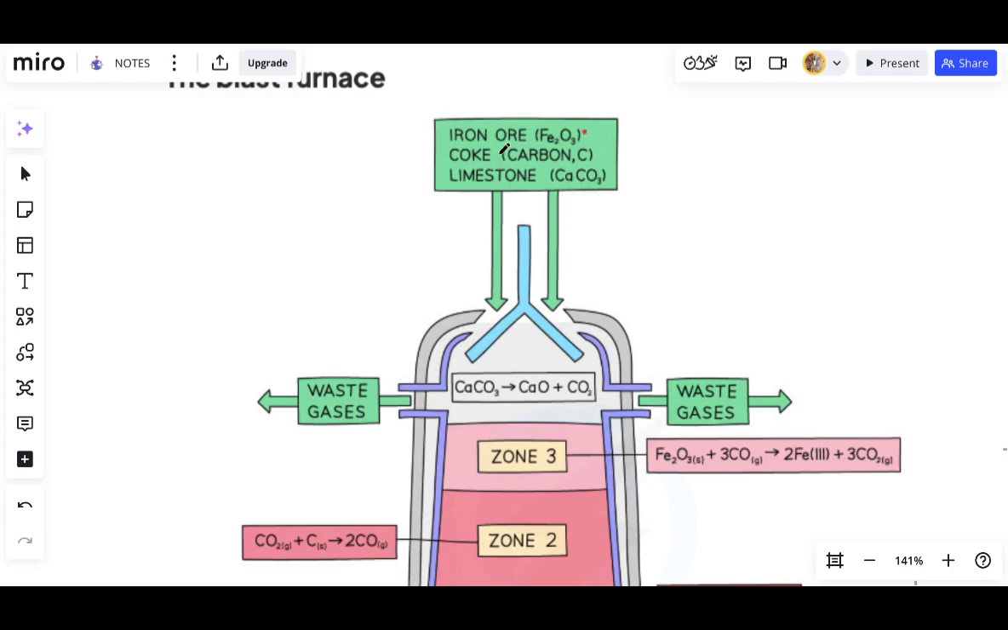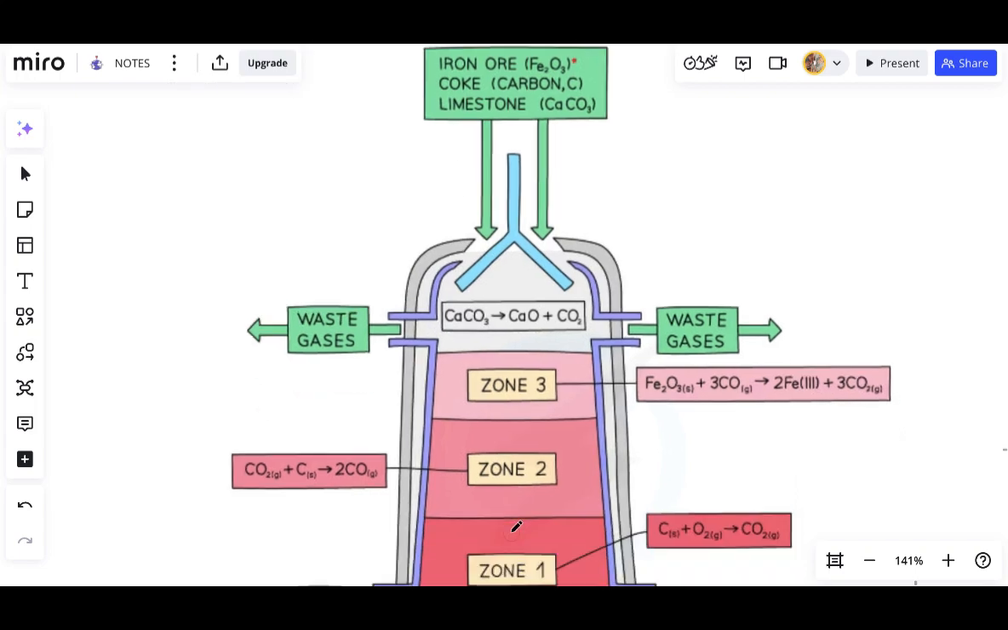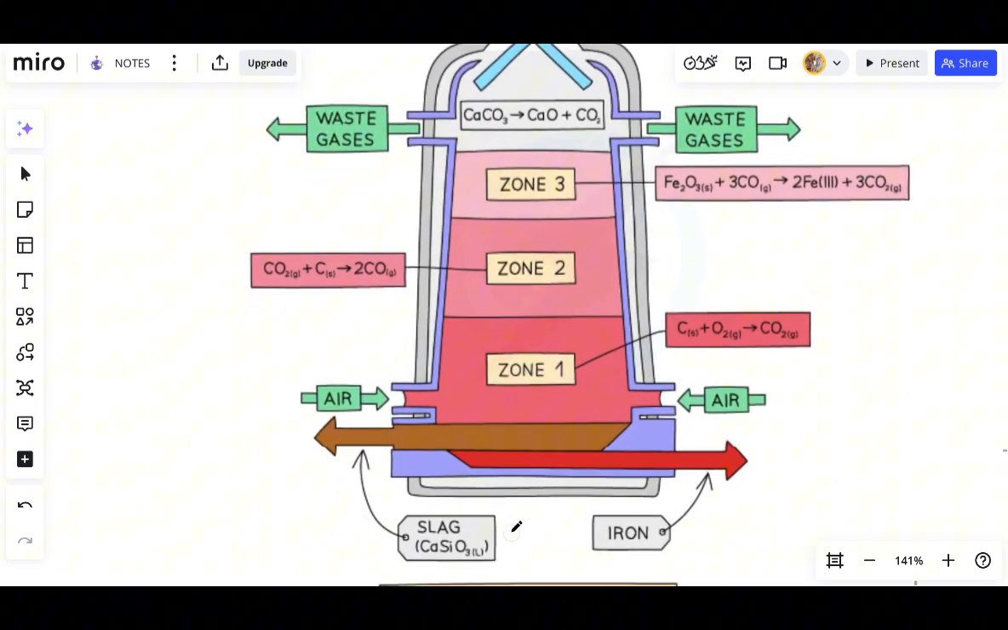Now first of all, this whole blast furnace is divided into 3 zones. Here is where we let in hot air. Remember it's hot air. We let in hot air as the 4th raw material. Now that hot air reacts with the carbon from where? From the coke. It reacts with the carbon from the coke.